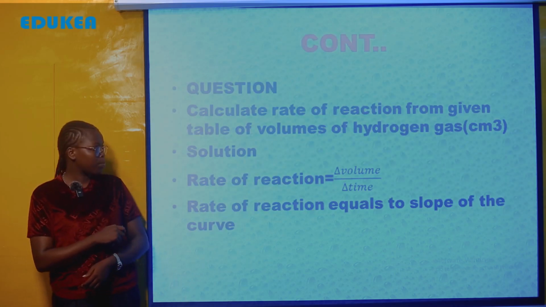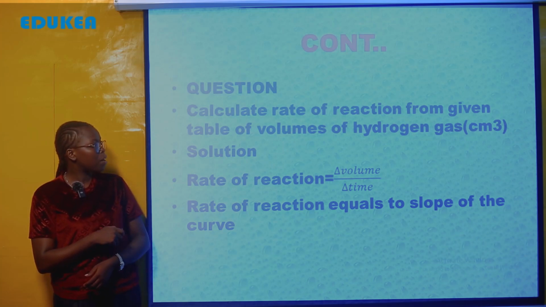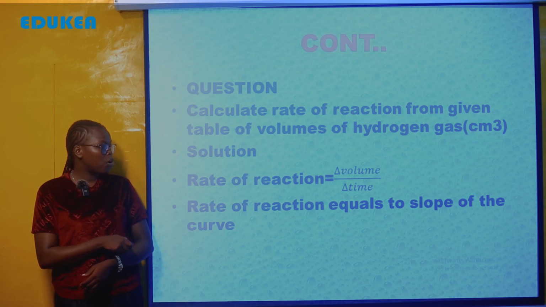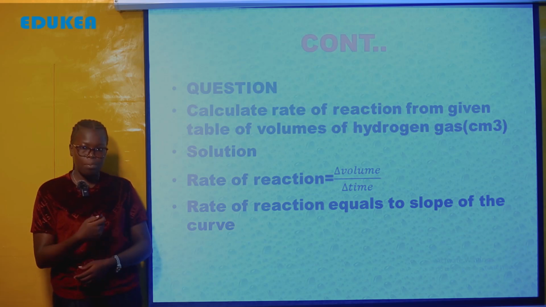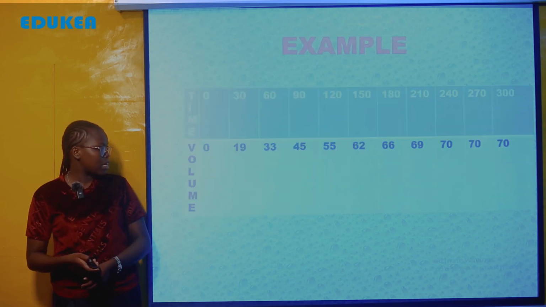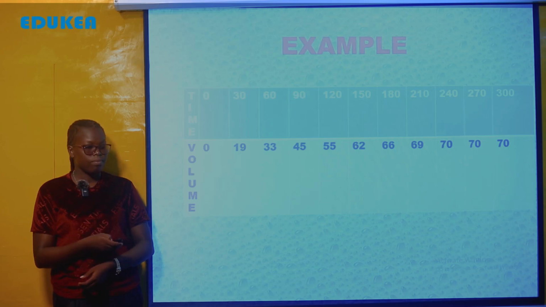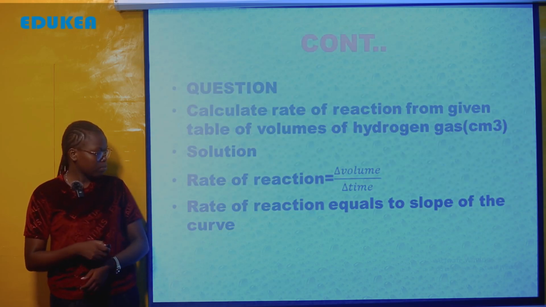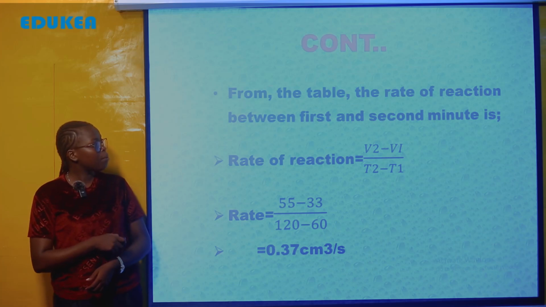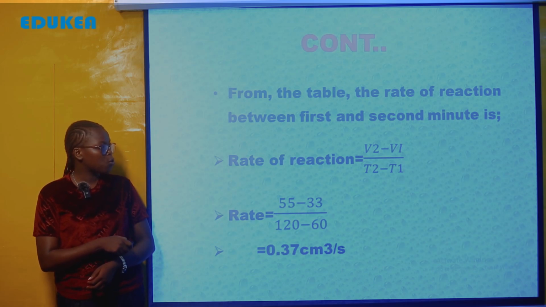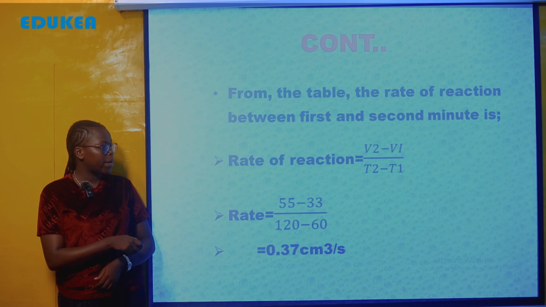And the question: calculate the rate of a reaction from the given table of volume of hydrogen gas. And from the solution, from our formula, the rate of reaction equals change in volume over change in time. And the rate of reaction, if you plot the graph by using these results from the table, will be equal to the slope of that graph. And from the table, the rate of reaction between first and second minute we take as change in volume V2 minus V1 over change in time T2 minus T1.